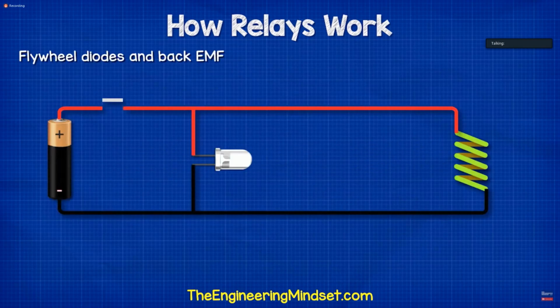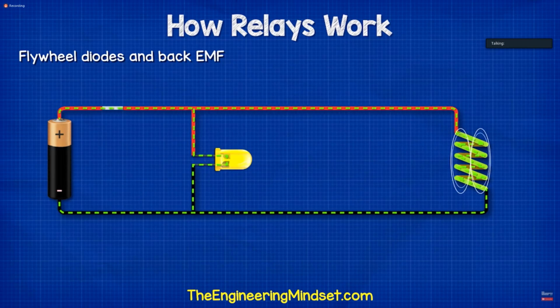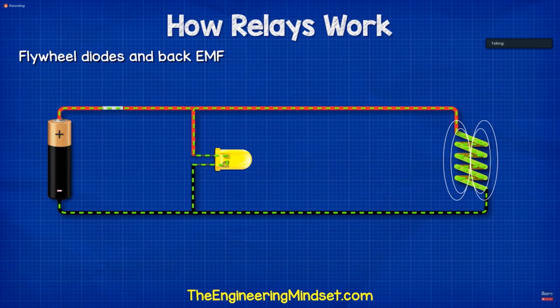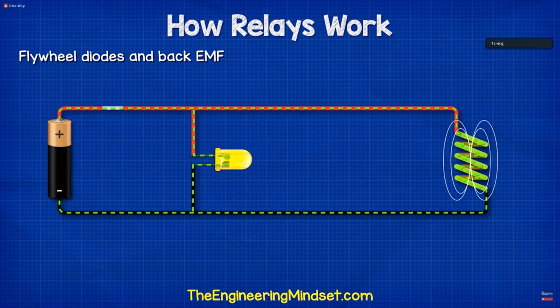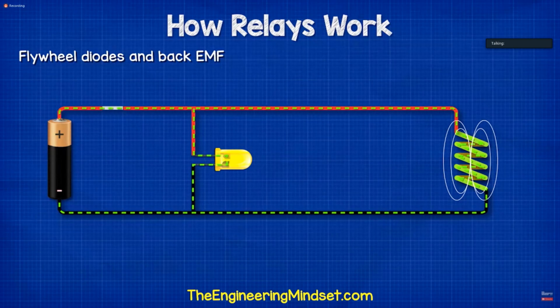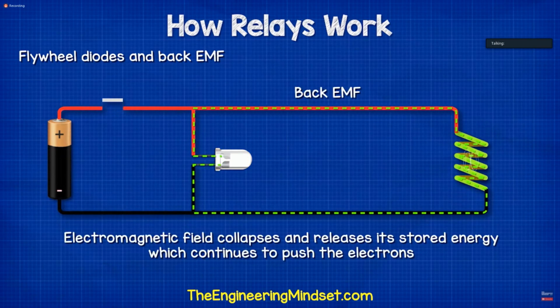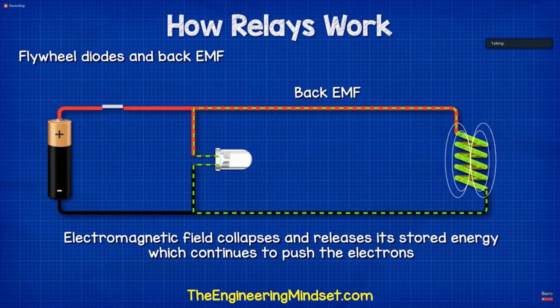Something we need to consider when working with electromagnets is the back EMF, or electromotive force. When we power the coil, the electromagnetic field builds up to a maximum point. The magnetic field is storing energy. When we cut the power, the electromagnetic field collapses, and this releases the stored energy very quickly.